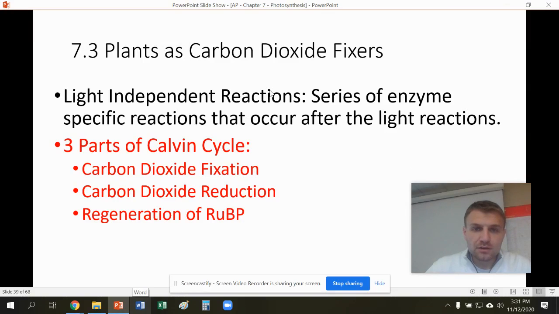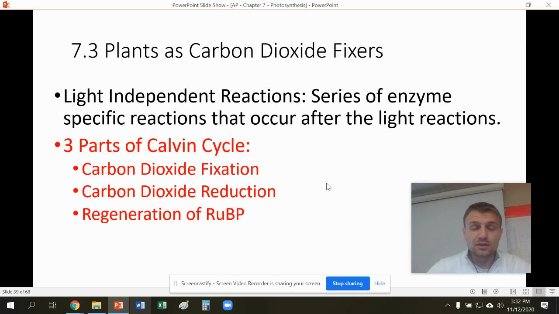All right, guys, 7.3 is going to look at how plants fix carbon in the carbon dioxide that they intake through the stomata, and how they fix that carbon dioxide into glucose. We have two products from the light reactions that are going to aid in the Calvin cycle. Those two products are ATP and NADPH. Remember, those are high energy molecules that are going to fuel the Calvin cycle.